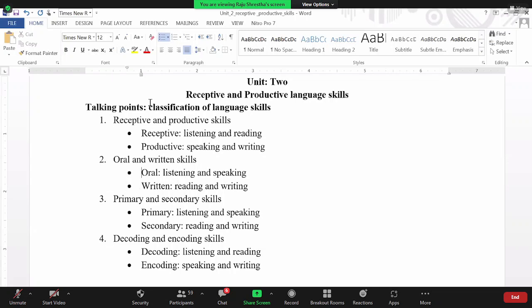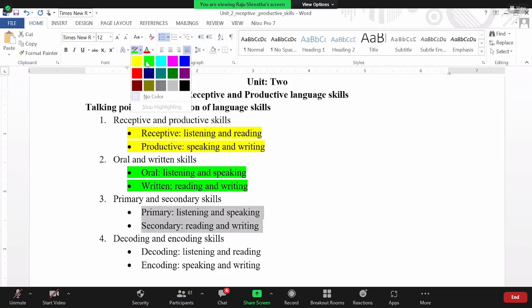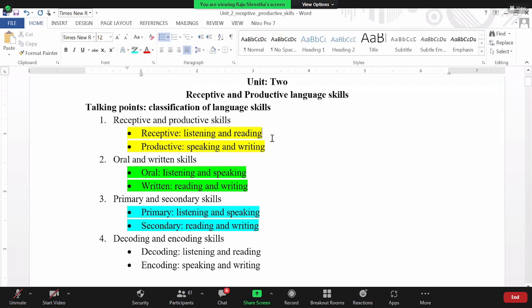So in the lower secondary course, receptive and productive are given, and in the secondary course, oral and written skills are given. And in primary, these skills we discussed at the primary level, grade 1 to 5. So this is kept according to the level.